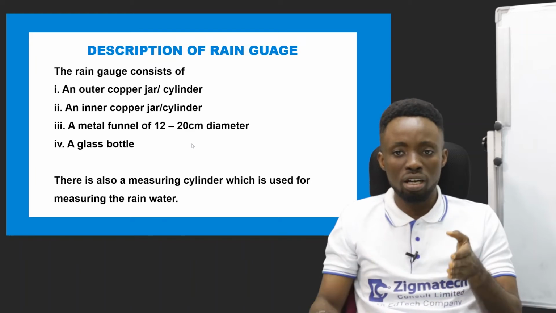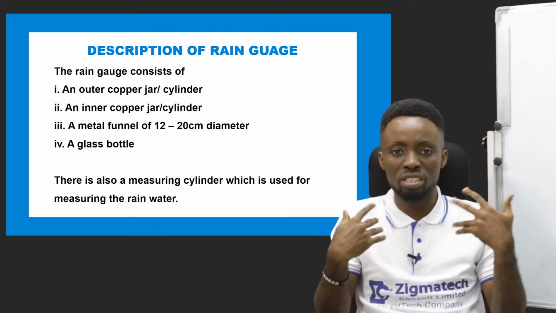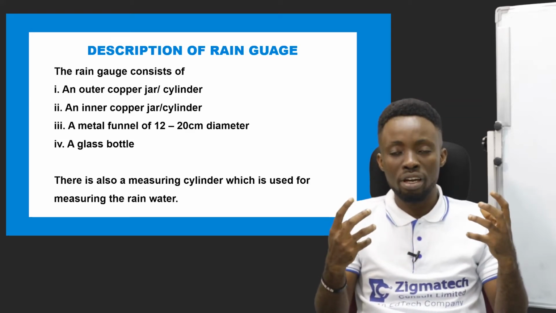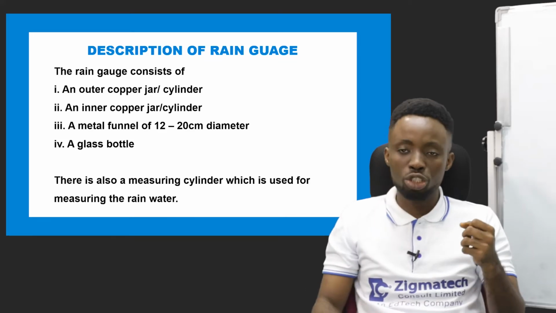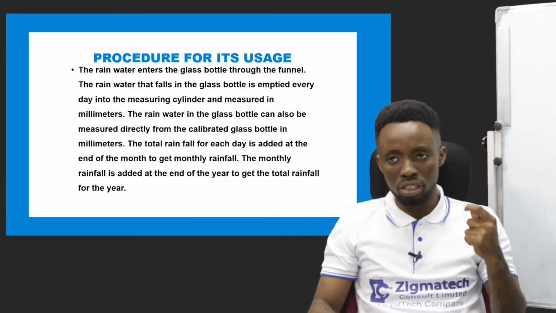Now, what we do is that this rain gauge is taken out to an open space, not in a building, where the amount of rainfall can be collected and measured. So let's look at how we can use this rain gauge.